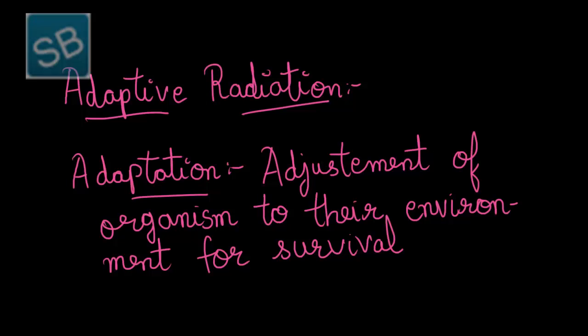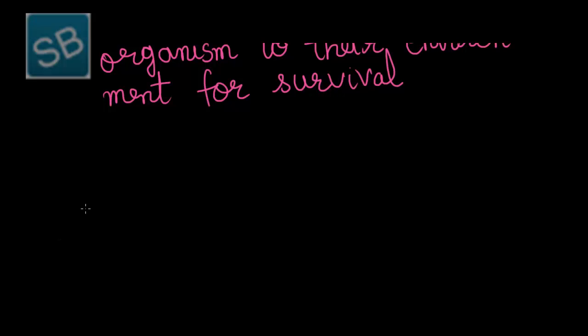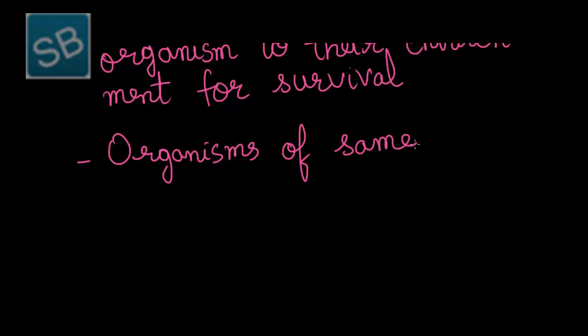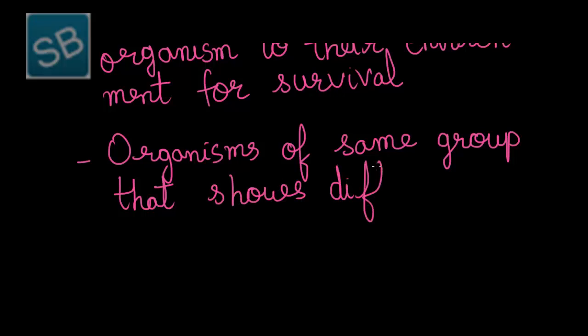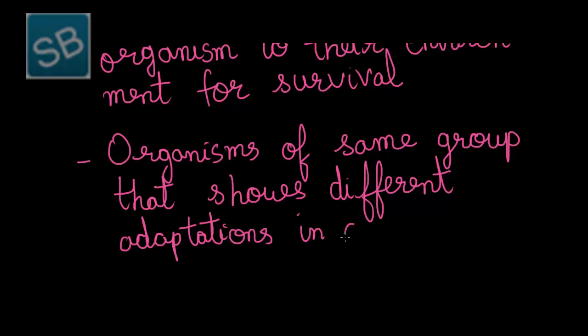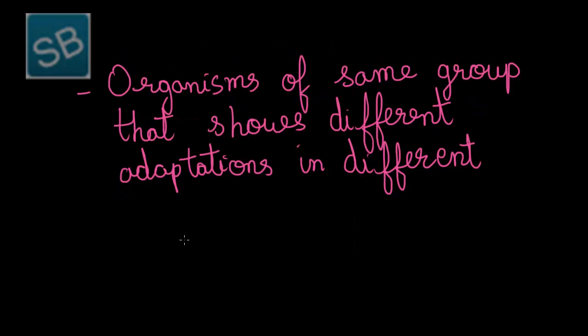On this basis, adaptive radiation can be defined. Therefore, organisms of the same group that show different adaptation in different habitats, where habitat refers to the environmental condition in which they live, can be defined as adaptive radiation.